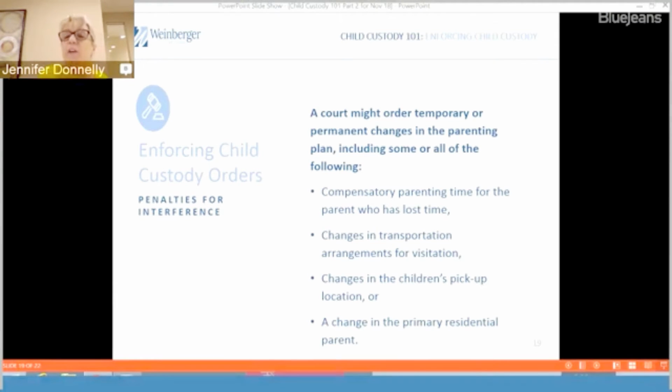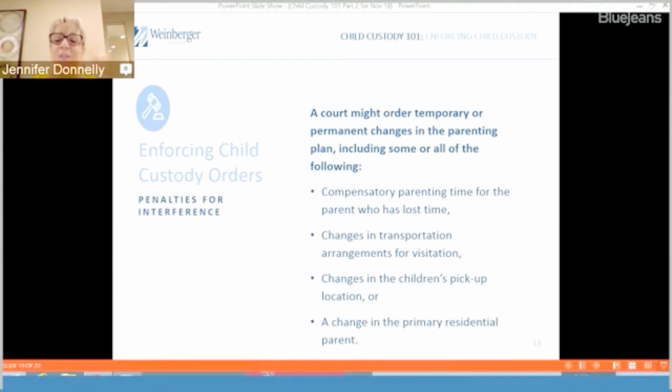Continuing with penalties for interference, a court actually might order changes in parenting time or in custody if there's a repeated violation or a repeated failure to comply. Some of the penalties in that new plan might be awarding compensatory parenting time for the parent who missed, changes in transportation arrangements for parenting time. So if perhaps the responsibility for pickup and drop off was split, the court may say no, now the one parent is responsible for both pickup and drop off.